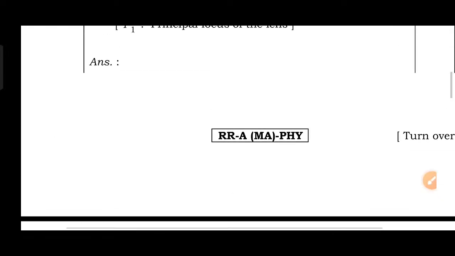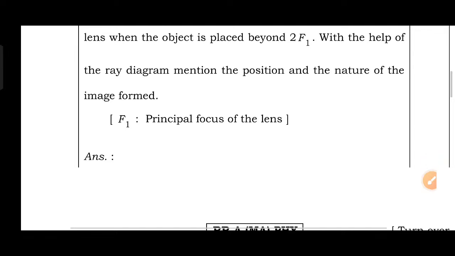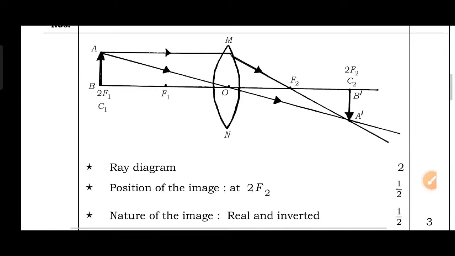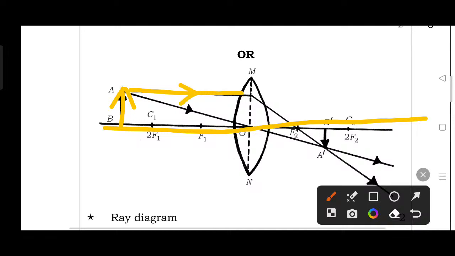For this question, another R type question they asked. See that. Draw the ray diagram for image formation in a convex lens when the object is placed beyond 2f. With the help of a ray diagram, mention the position and nature of the image formed. Whenever we keep an object beyond 2f, this is the principal axis. One line passes parallel to the principal axis and another line passes through the optical center. The line parallel to the principal axis passes through the principal focus and converges at a point.